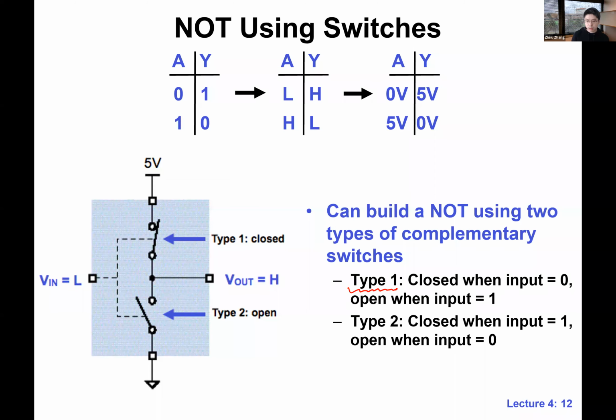And it turns out that we only need 2 switches to build this NOT gate. So we use the type 1 switch to connect. This type 1 switch is connected to high voltage or VDD. The type 2 switch is connected to the ground.